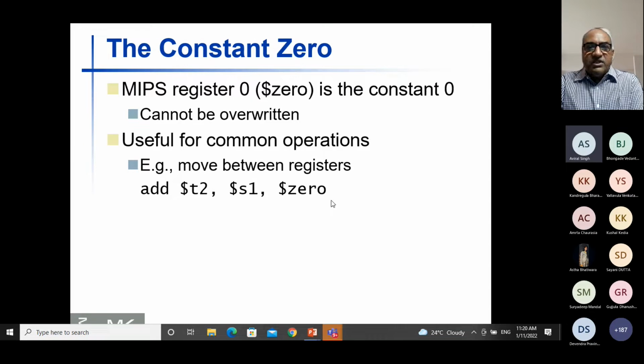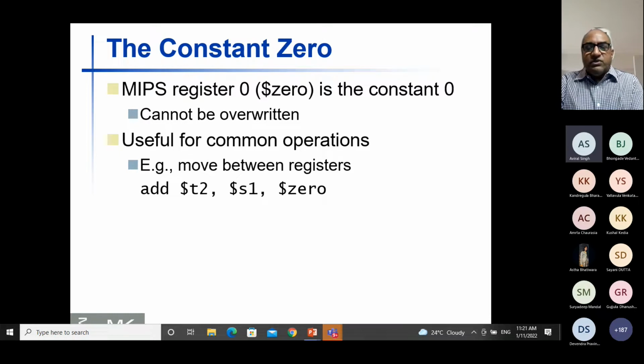Add S1, 0 register, and then the result will be moved to the register T2, because this is the destination register. These are the two source operands. One of the source operands is S1, whatever the contents of S1. The other operand is 0, that is the 0th register. So you can take the sum of these two, and whatever the result is, that result will be placed into T2, right? So this is nothing but just moving the contents from one register to the other register. That way you can use the 0th register for moving purposes between registers, and sometimes for comparison purposes.